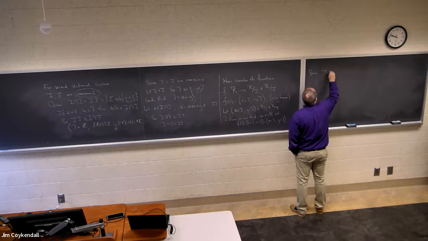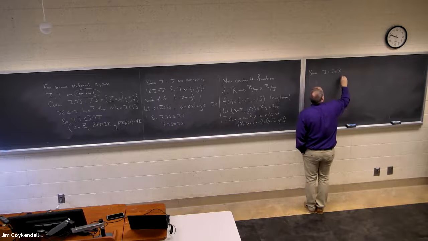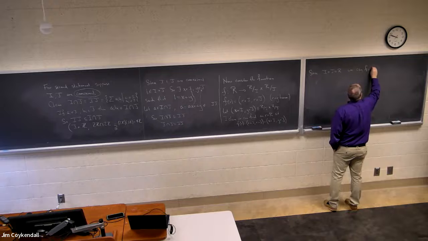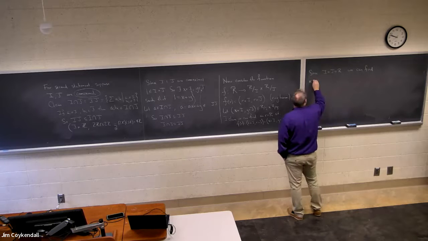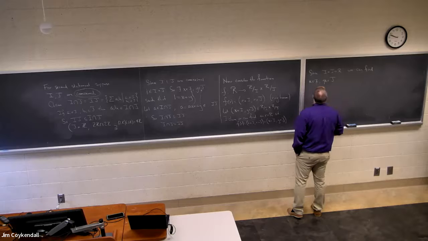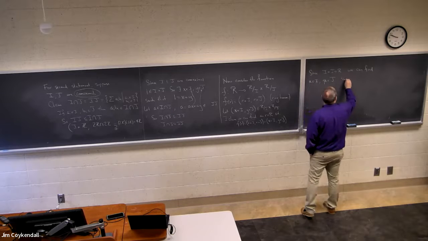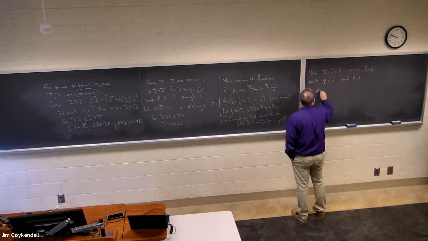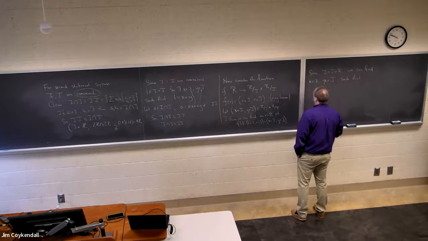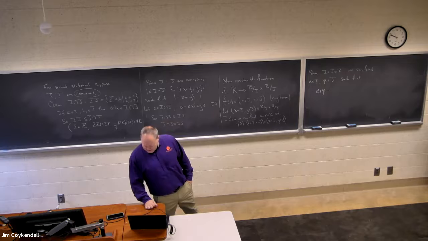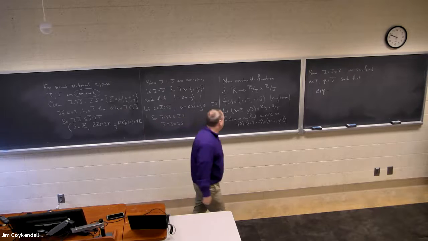Since I plus J is all of R, we can find alpha in I, beta in J, such that alpha plus beta is equal to, what do I want this to be? x minus y.